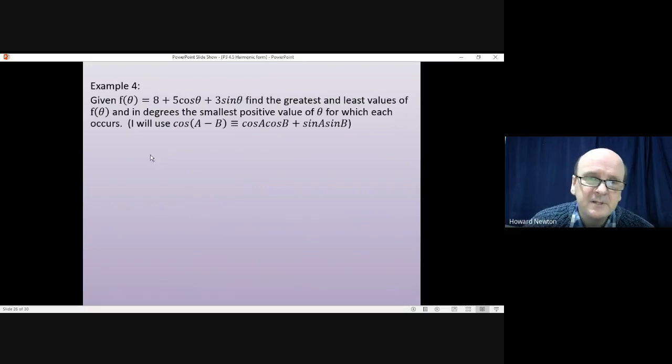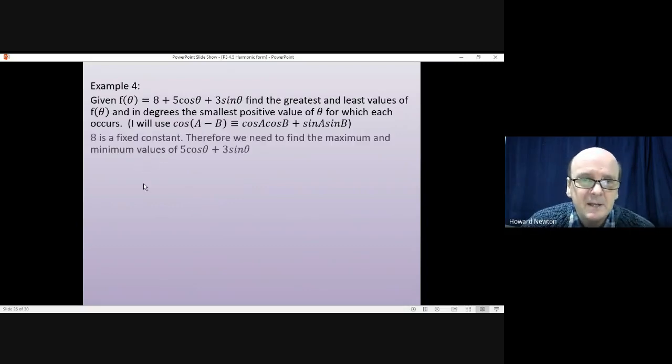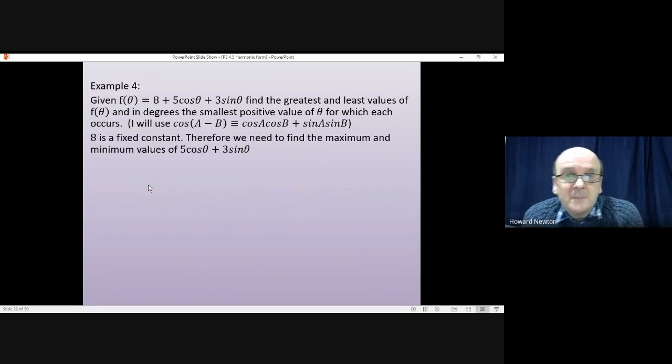Okay, let's have a look at this. As I said, the first thing is not to worry too much about the 8. 8 is a fixed constant. That means it doesn't change. It's not a variable. And if we're finding the greatest and least values of that function, we can ignore 8 because it's always 8. We'll always be adding it on. So what we actually need to do is find the maximum and minimum values of 5 cos theta plus 3 sine theta. And the way we'll do that is by rewriting that function in harmonic form.